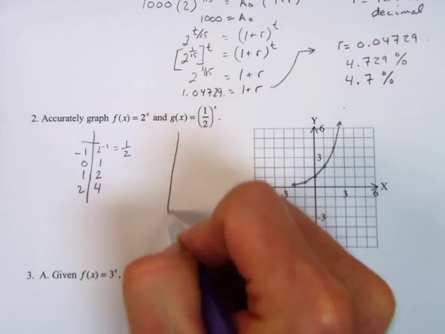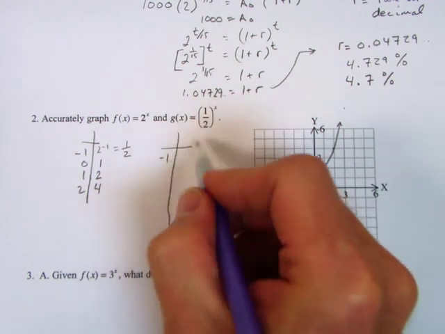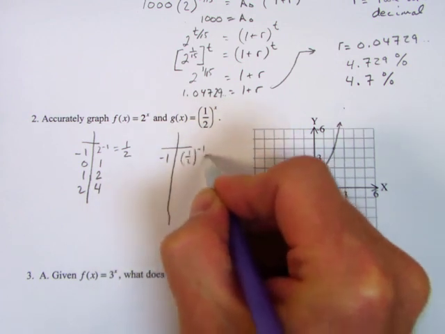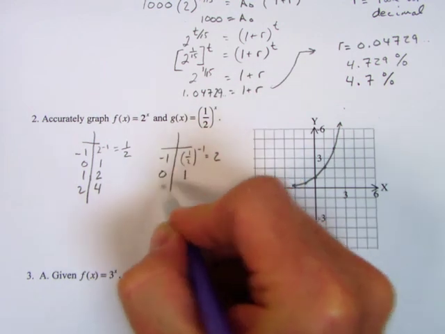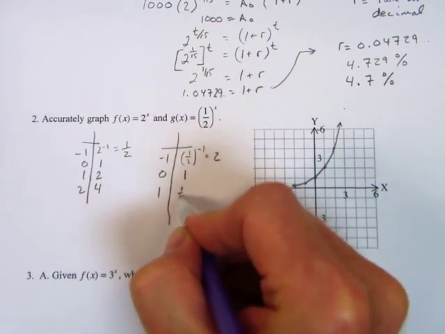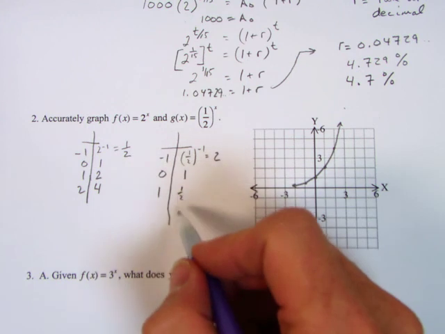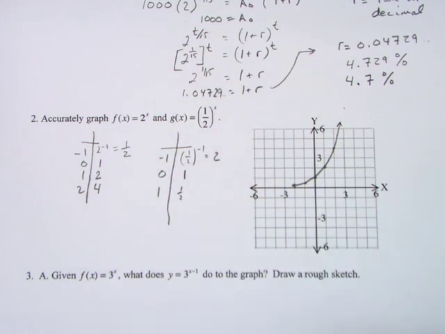1/2 to the x. Let's do the exact same thing. Now, when we plug in -1 here, we have 1/2 to the -1, which is 2. And plug in 0, we still get 1, and 1 we get 1/2 to the 1. Which way should I continue on this way? Should I go positive or negative?